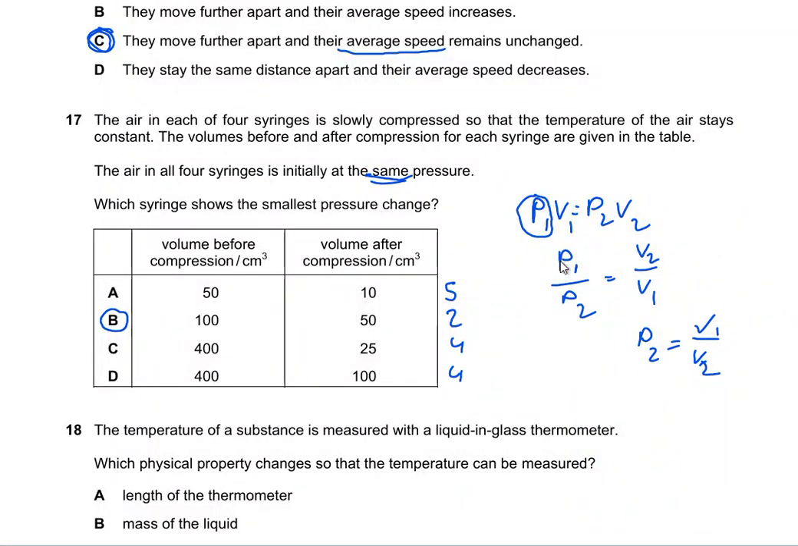Okay, in that sense we need to find the pressure P2 for each of them. Using this formula, I've already calculated. P1 is a constant, so I'm removing that. So P2 equals V1 by V2. Using the volume before compression, I have found that P2 is 5 for this, 2 for this, 4 for this, 4 for this. So which is the least? The least is B, this 2. So the answer is B.